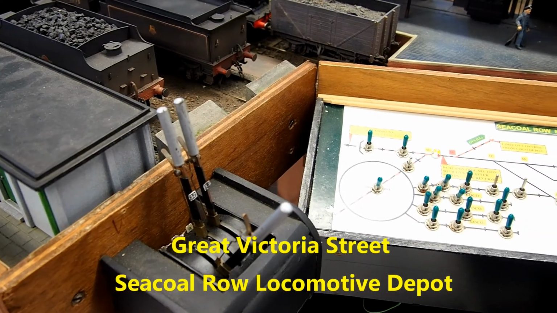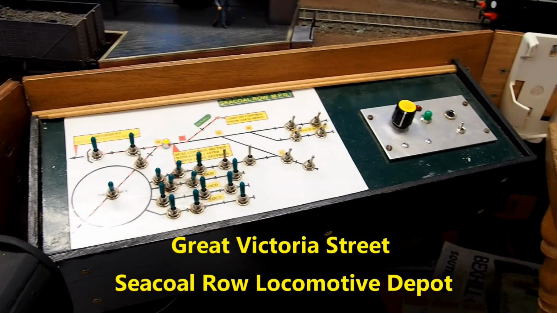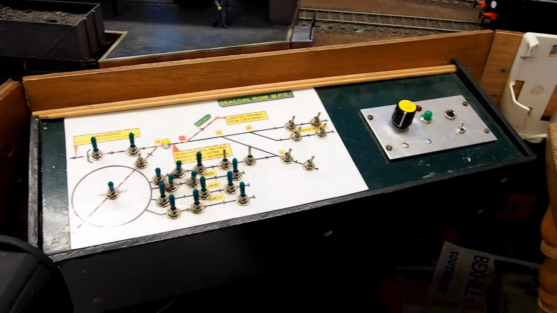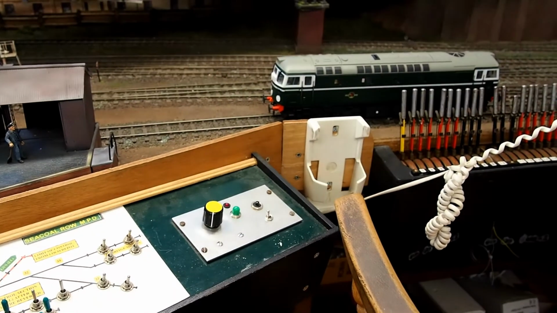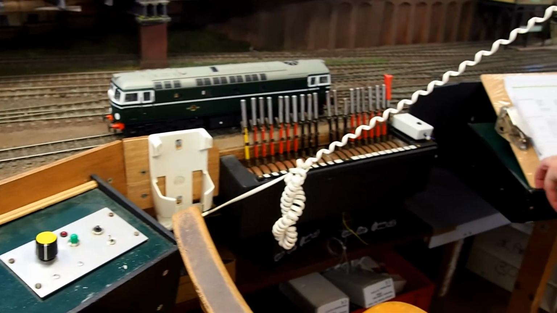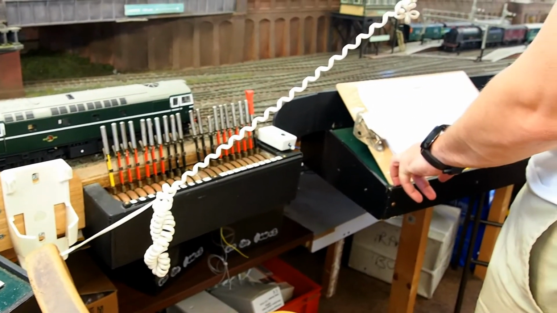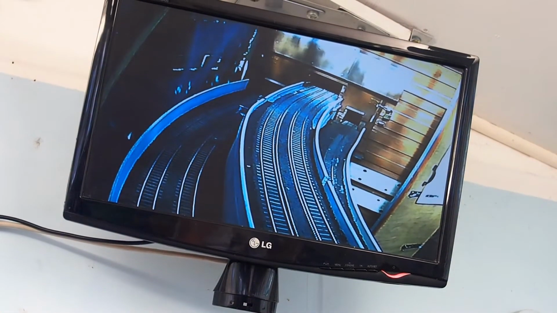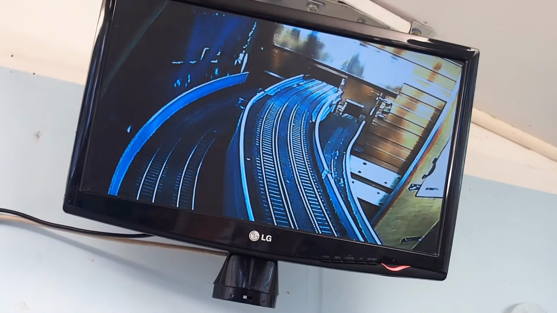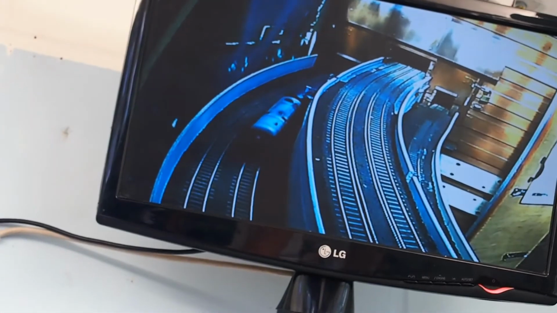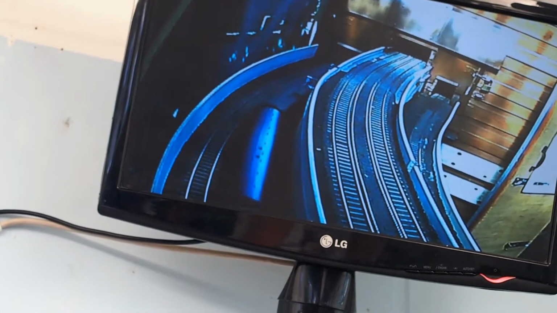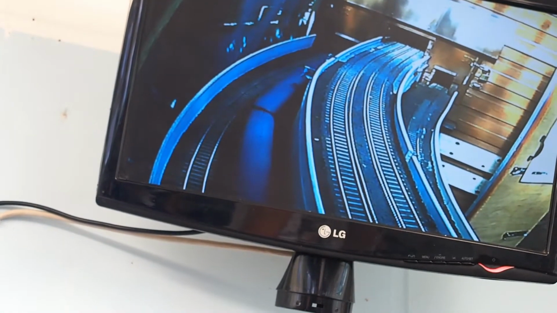Turning immediately around from Southwark, we now see Seacoal Row Locomotive Depot. This is the control panel pictured ahead. And to the right, Great Victoria Street. Great Victoria Street has two controllers and a 20 lever frame. The three controllers are connected to the track via the position of the points, much the same as Southwark and Smithfield are. And like Southwark, the driver and the signalman here have the benefit of a monitor and a camera, which has been recently modernised.